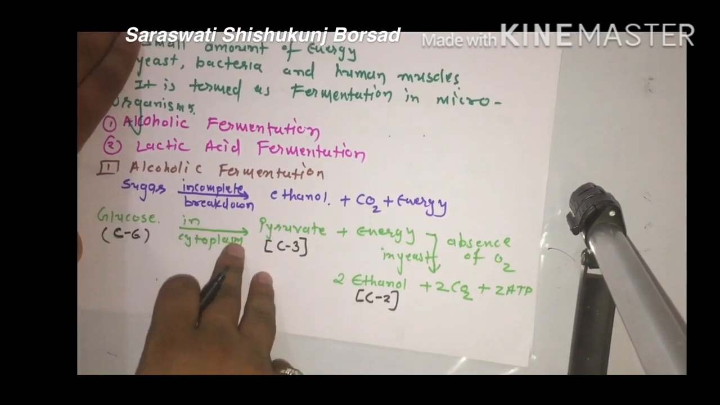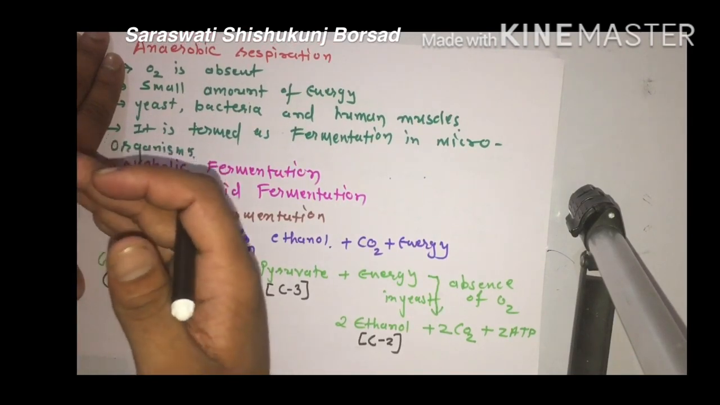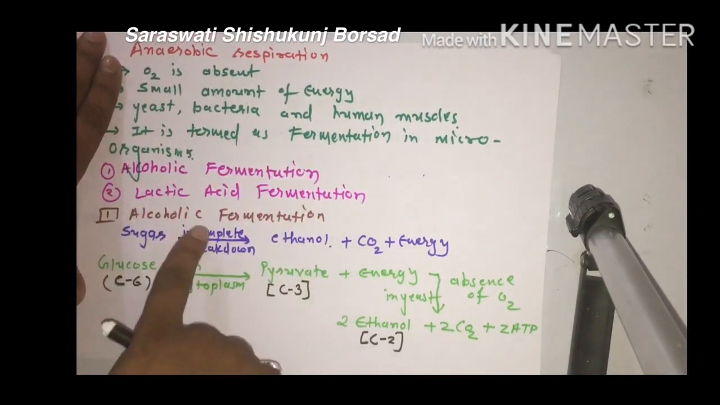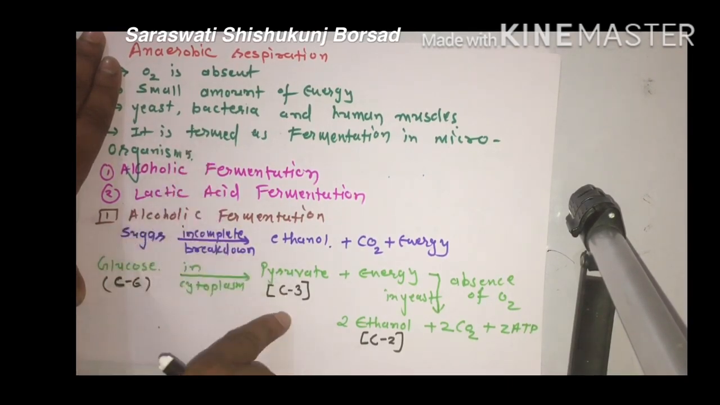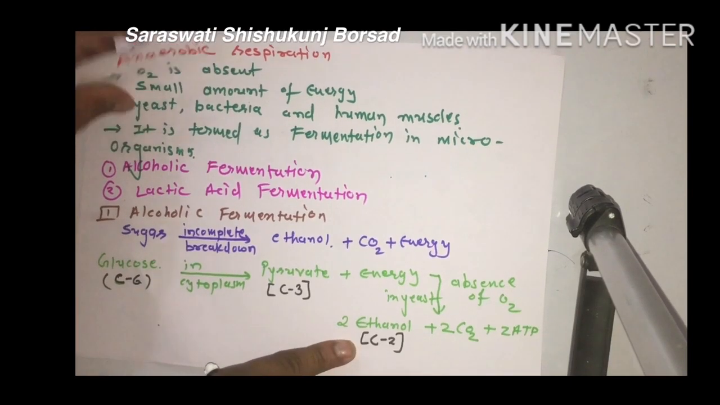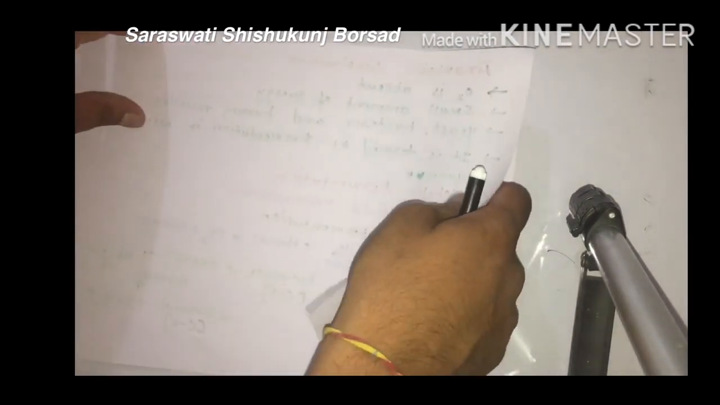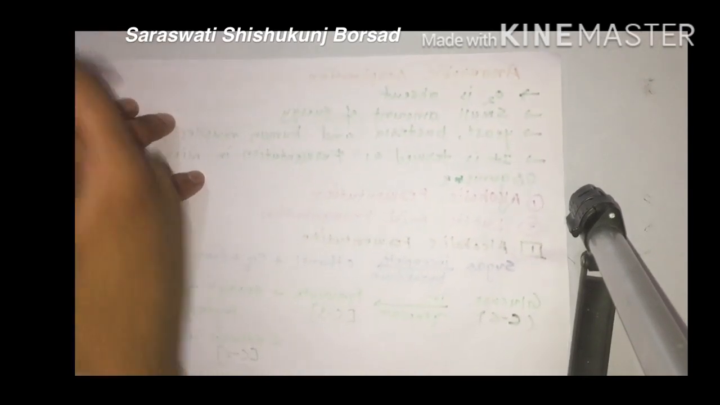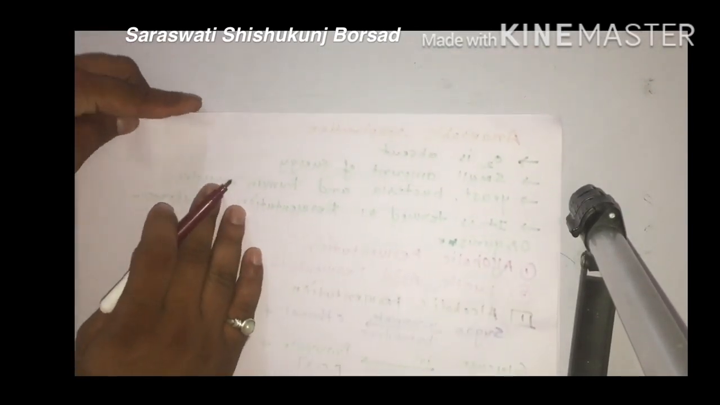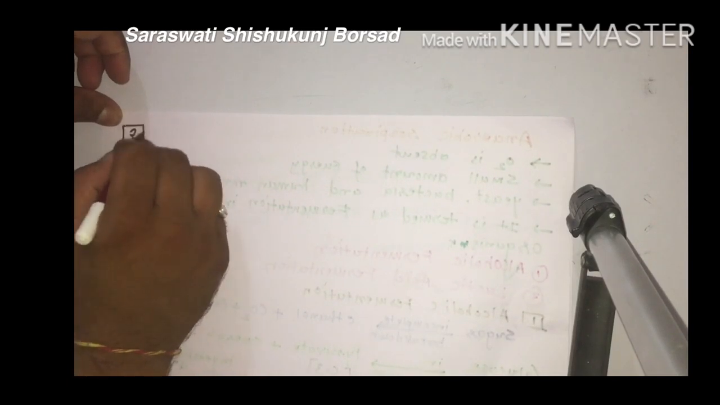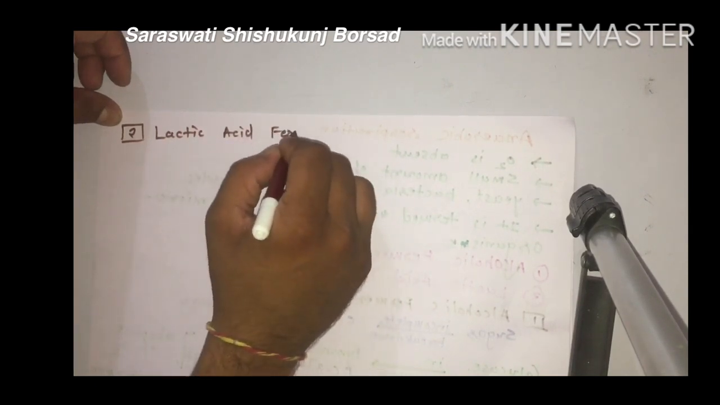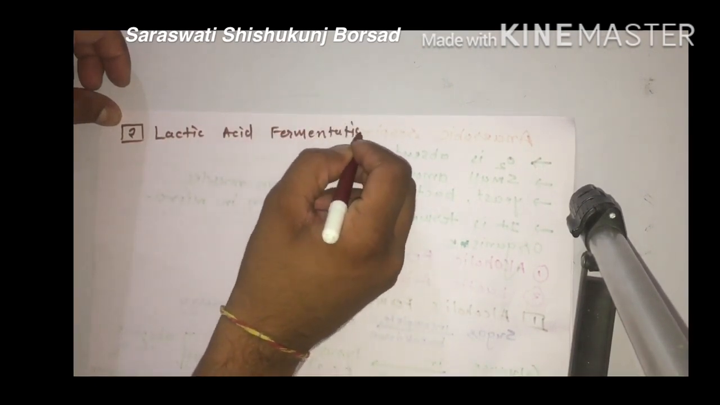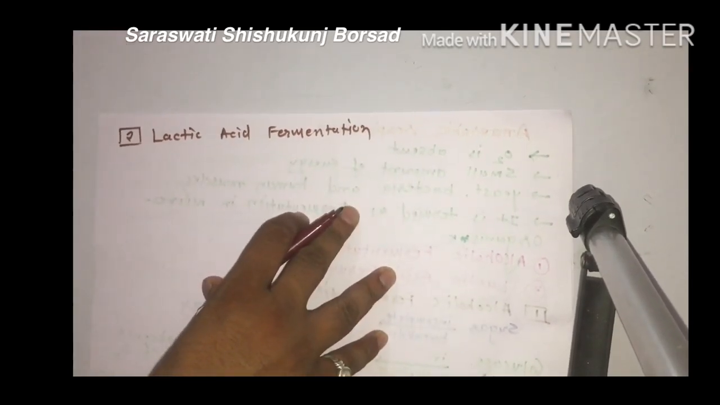Here, this alcoholic fermentation is also a type of anaerobic respiration. So this is a part of anaerobic respiration. In this type of anaerobic respiration, we are getting the product ethanol. Now, if we talk about lactic acid fermentation, what will be the product in lactic acid fermentation? So our second type is lactic acid fermentation.